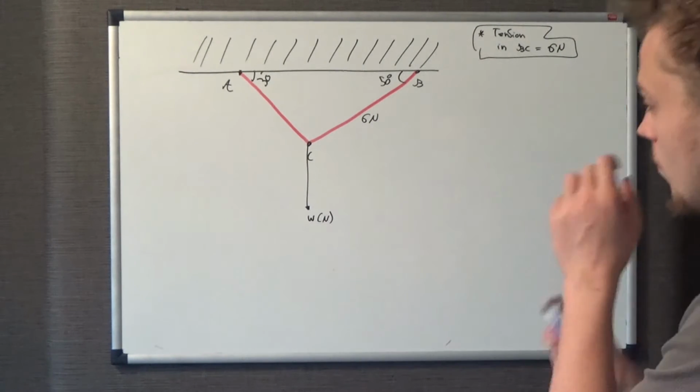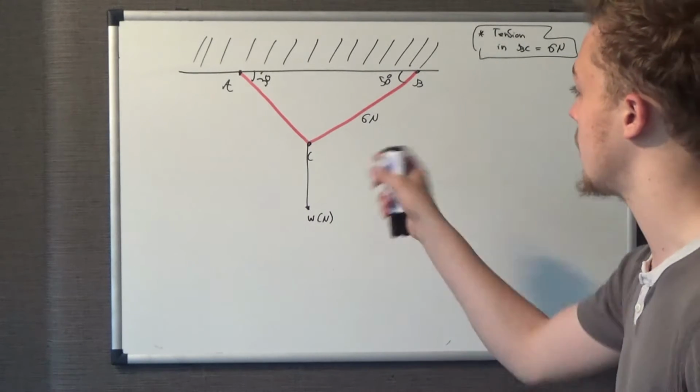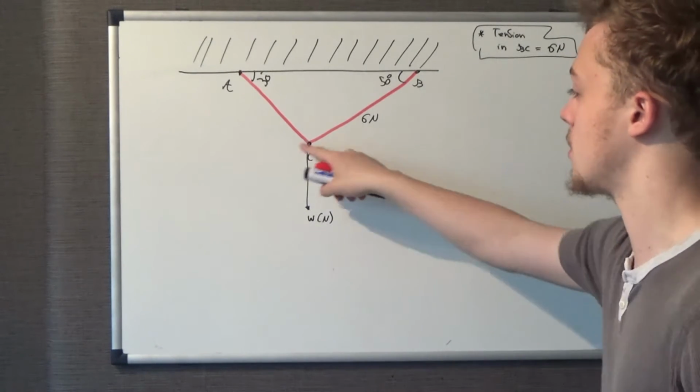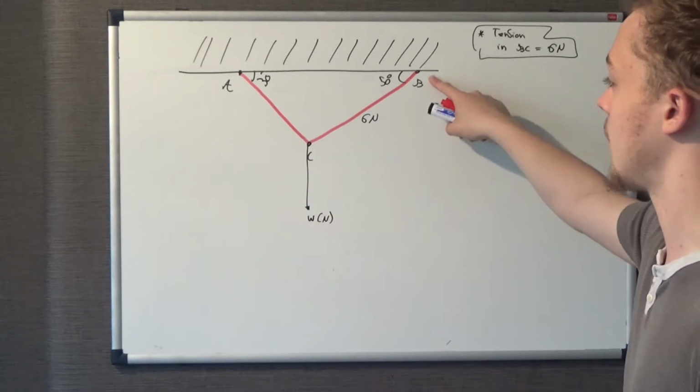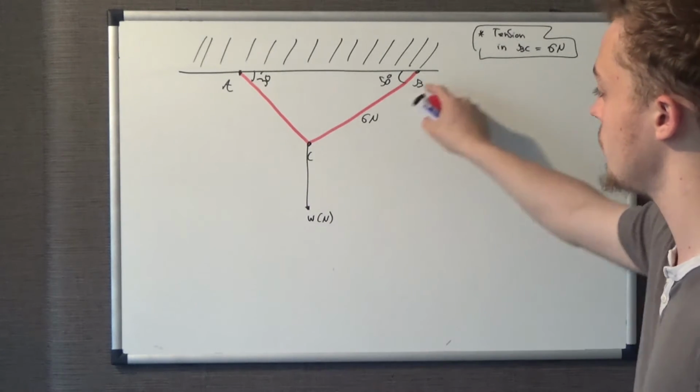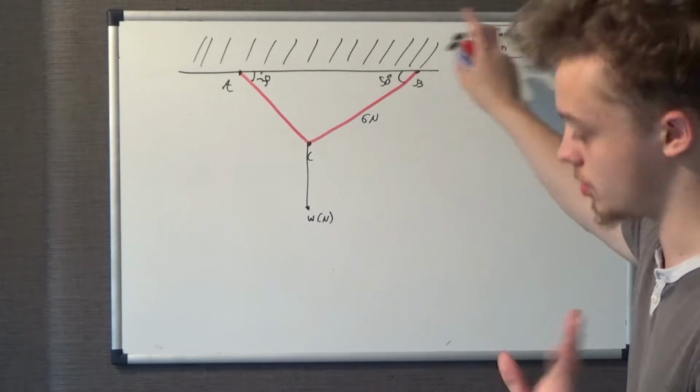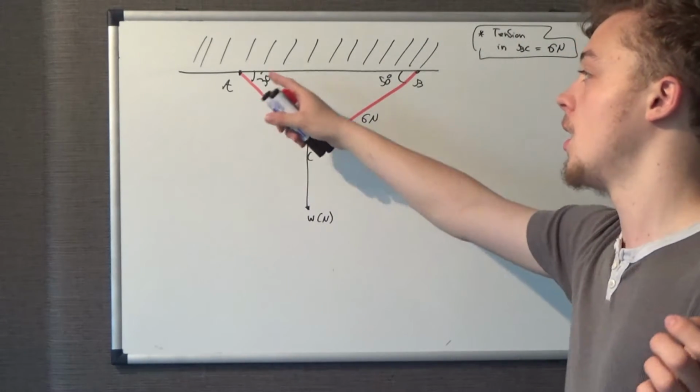Okay, so what we've got here is essentially 2 points, and these are kind of ropes, if you want to think of them like that, and they're suspended. There's point B where this rope touches the roof. It's just a wall, whatever you want to call it.